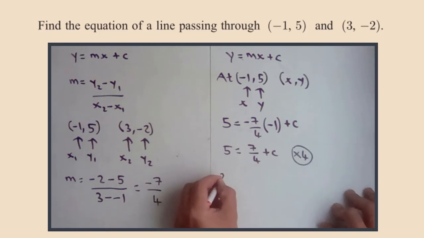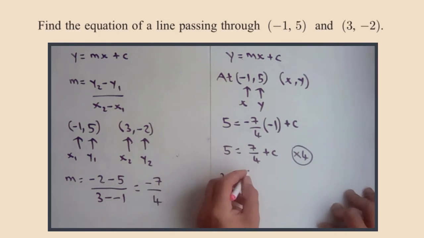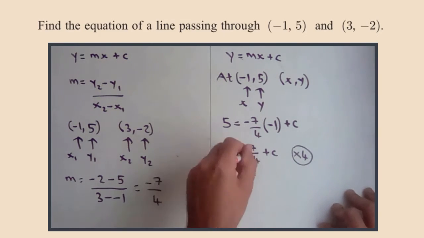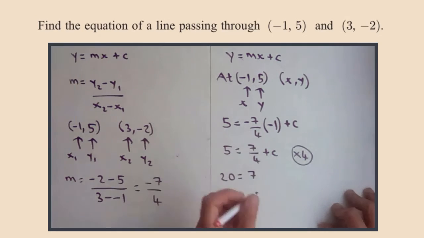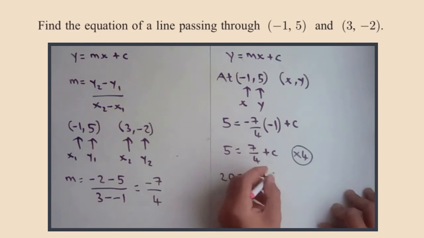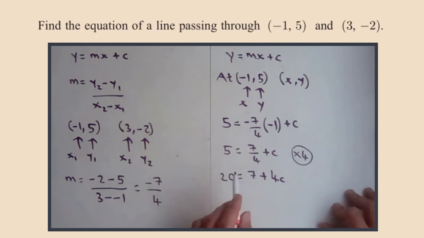So 5 times 4 is 20. 7 over 4 times 4 is 7. It's 4 times 7 over 4, so the 4's disappear. c times 4 is 4c. So 4c is going to be 20 minus 7, which is 13. So 13 equals 4c. c must equal 13 over 4.